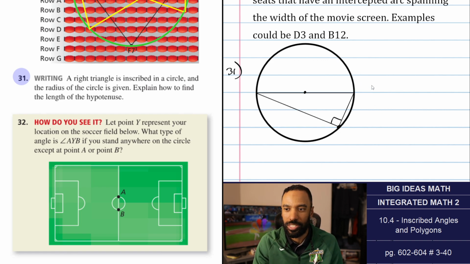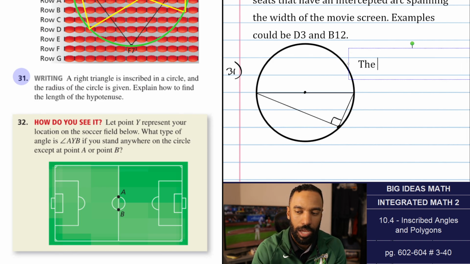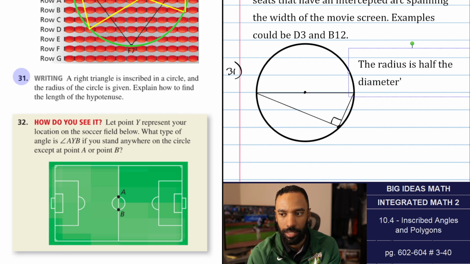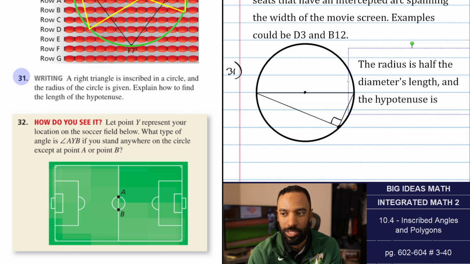So when they're stating, how do you use the radius to find the length of the hypotenuse? The radius is half the diameter's length, and the hypotenuse is a diameter of the circle.